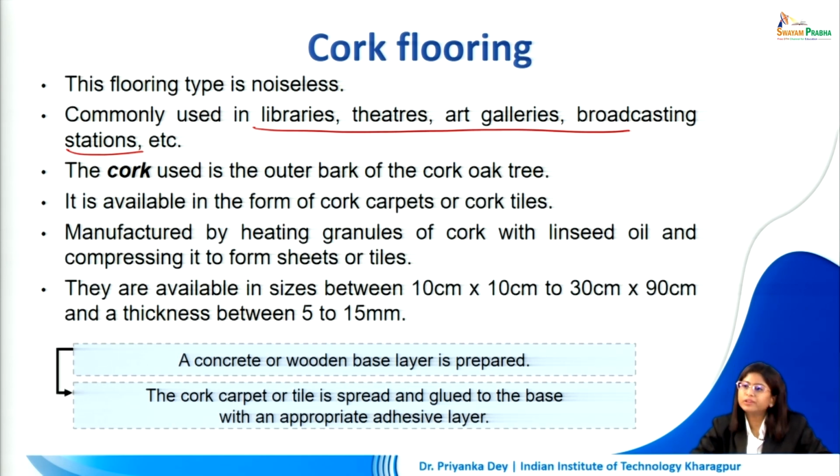They are available in various sizes, 10 cross 10 cross 30 or 30 cross 90, and a thickness can go up to about 5 to 15 millimeters. Here also we will require some appropriate adhesive layer to fix the cork sheet or tile on top of the base layer, which can be concrete or wooden floor.